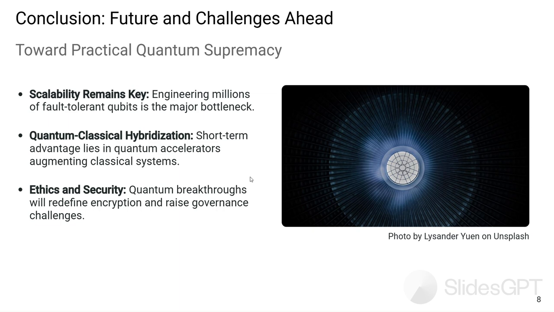In conclusion, quantum computing holds revolutionary promise, but we are still in early stages. Building large-scale, fault-tolerant quantum machines is a major challenge, but one we are rapidly addressing. In the meantime, hybrid systems, classical machines assisted by quantum processors, will bridge this gap. And as quantum power grows, so does the need for quantum-safe encryption, global governance, and ethical foresight.